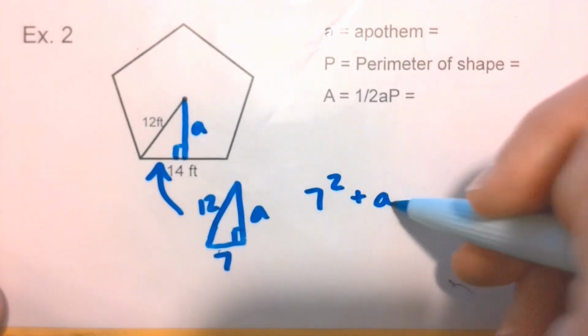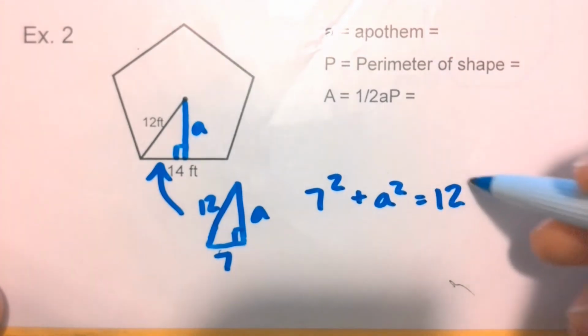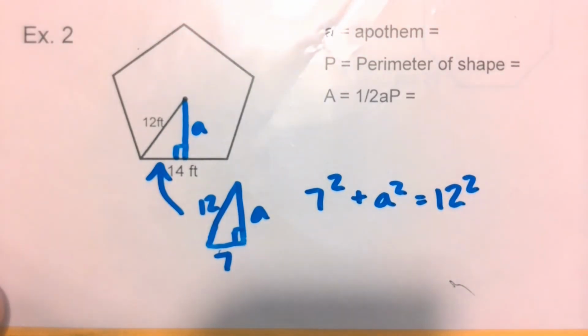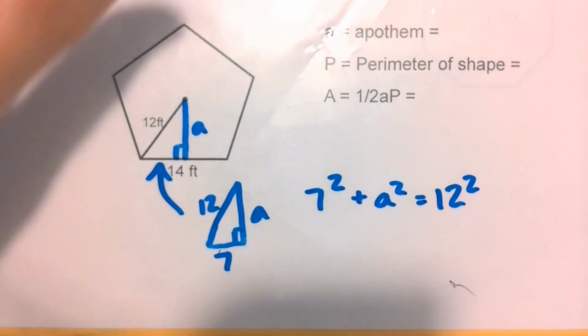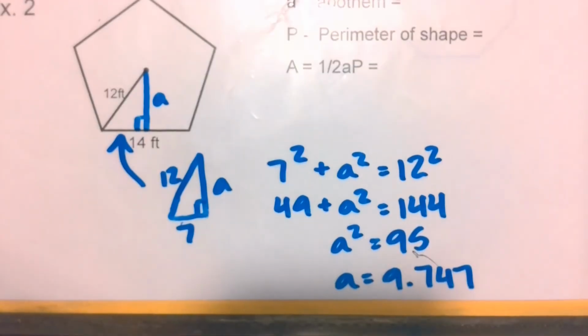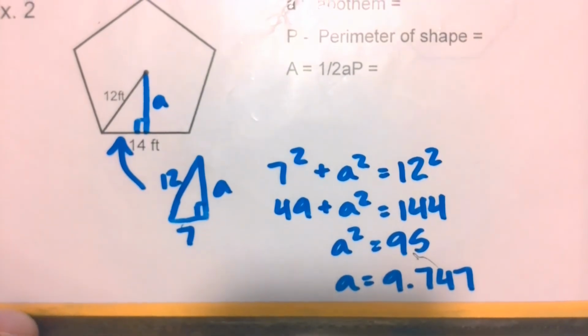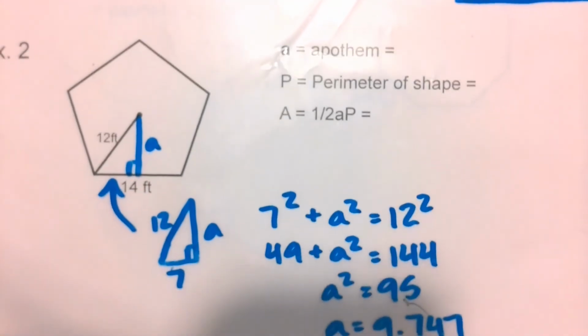But now we can go ahead and use Pythagorean theorem. So our 7 squared plus a squared equals 12 squared to solve for a. Go ahead and use Pythagorean theorem, see what you get. Take the square root of 95. We should get about 9.747. And no matter what we're going to round to at the end, it's always a safe bet to go ahead and go 3 decimal places, just so that we're being as accurate as possible.